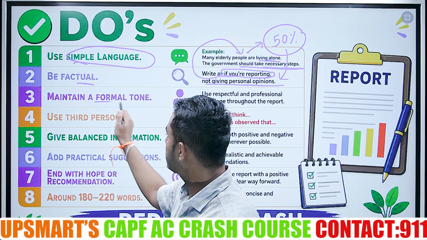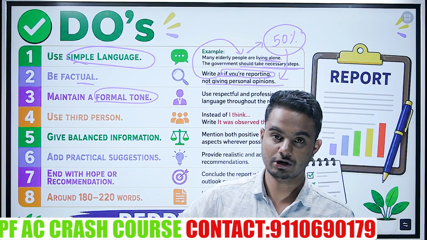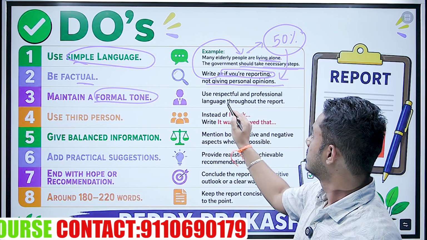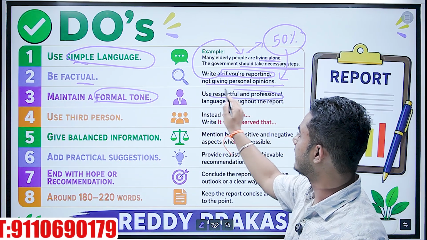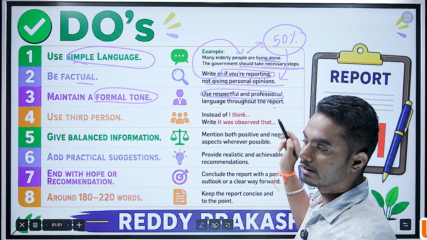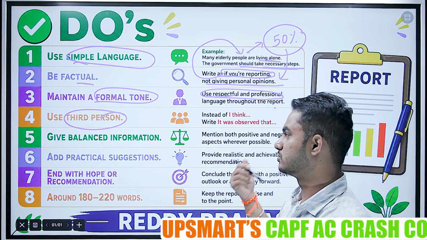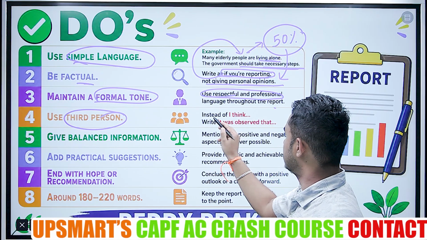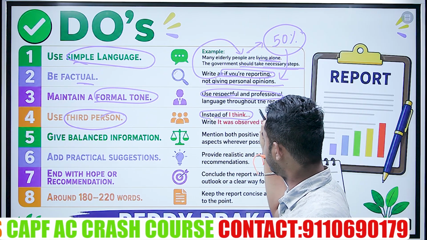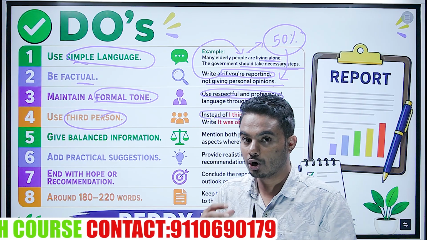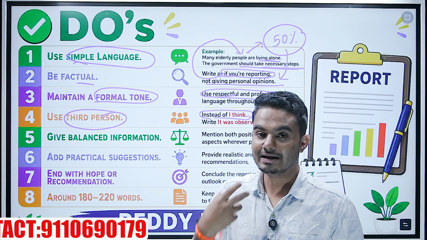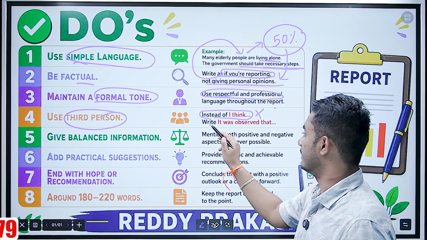Next, use a formal tone. That is an official tone. Be formal. Use respectful and professional language throughout the report. Use third person. We'll explain all these with examples. Instead of "I think", don't mention it, because you're not giving your opinion. Instead of "I think", you can write it like this.